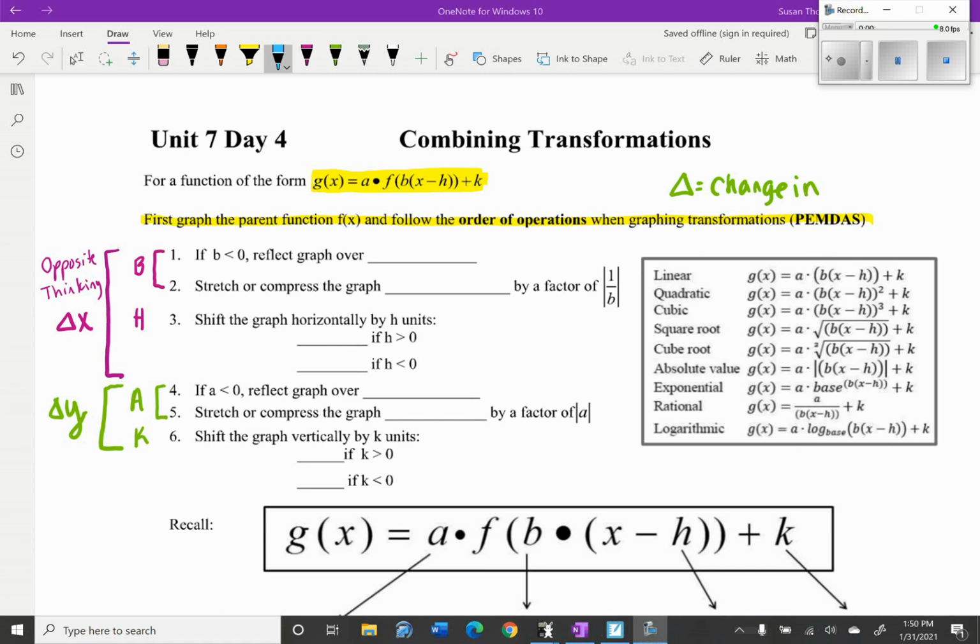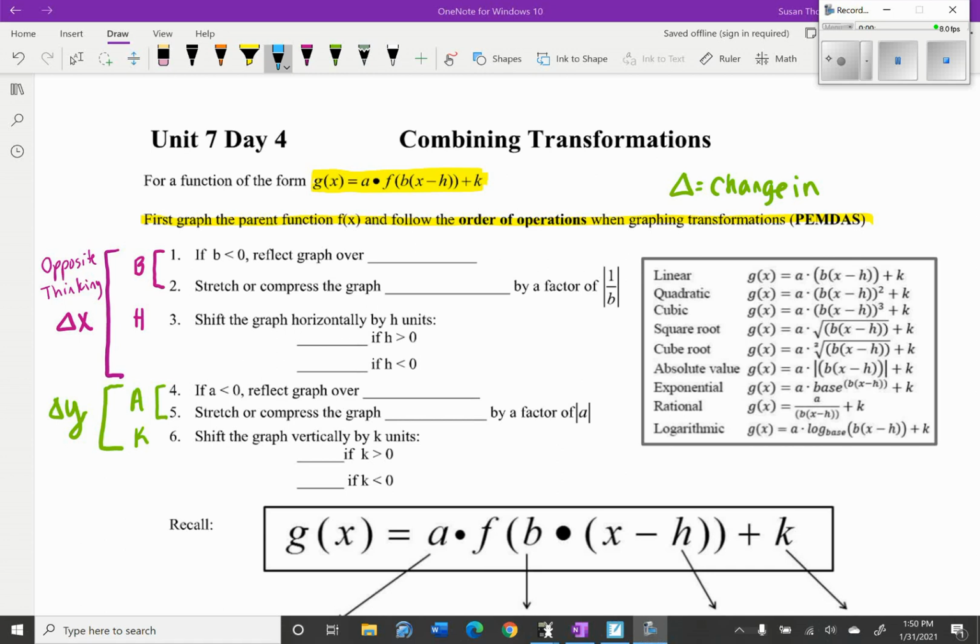So for our general equation, we have g of x equals a times f of b, x minus h, plus k. So remember, g of x is the transform function that we talked about before in our graphic organizer, and f is the parent graph. So when you are graphing these, you're always going to graph the parent function first, which in this case would be f of x, and then you're going to follow the order of operations when graphing the transformation, so PEMDAS.